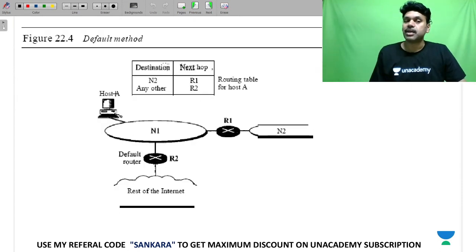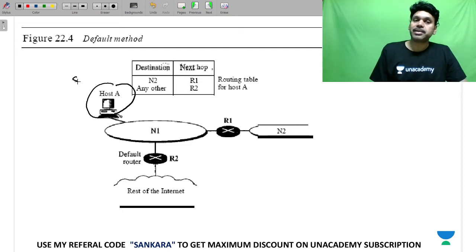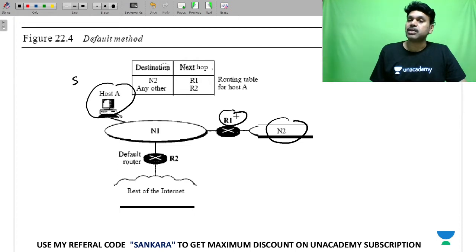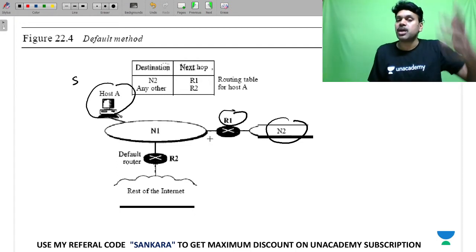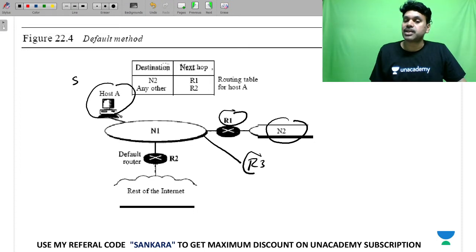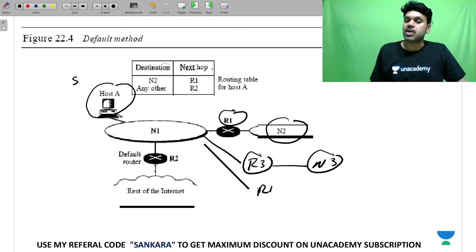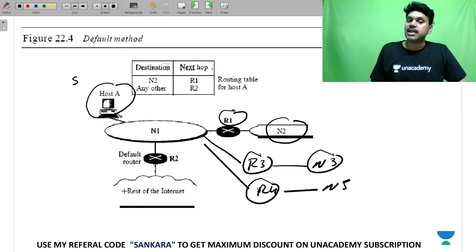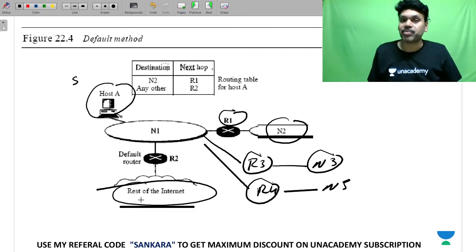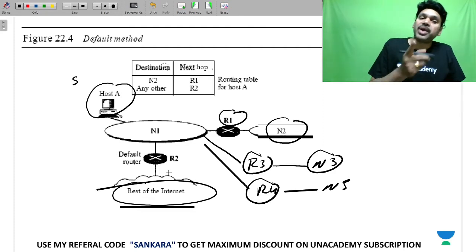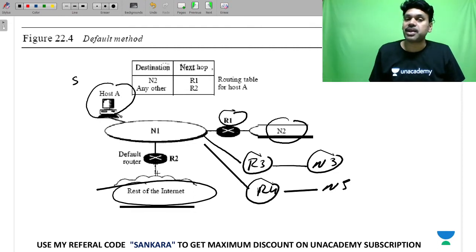Listen carefully. Host A is the sender and there is a network 2. They are going via R1. Instead of remembering R1, R2, and for example there is another network R3, and another router called R4, which is connected to network 5, what I am going to do is use just a default router. Then the default router automatically hands over the data to the rest of the networks. So I am going to write only one entry. What is that entry? The default entry.